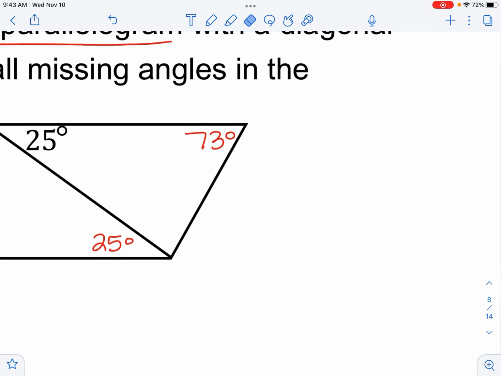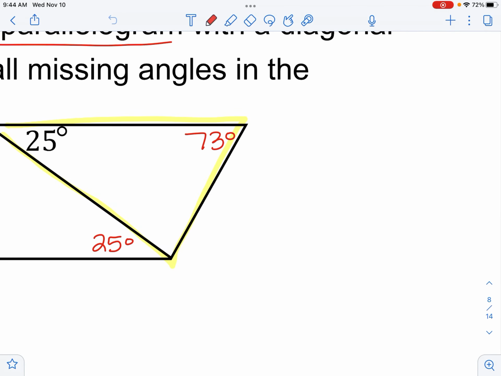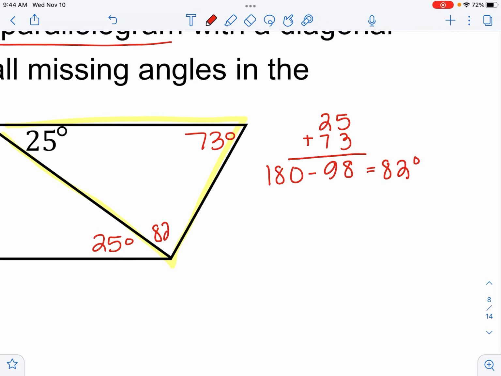So the other two angles, I'm going to zoom in here and I'm just going to look at this triangle right here. We know that all three angles in a triangle have to add to 180. So if I add 25 plus 73, I get 98 degrees. But then I have to subtract that from 180. 180 minus 98 is, sorry, that's 82 degrees. So now I know those angles are 82 degrees.